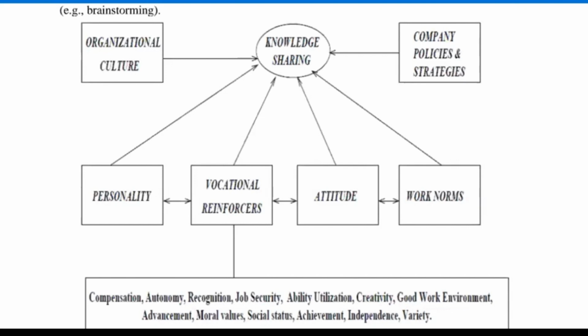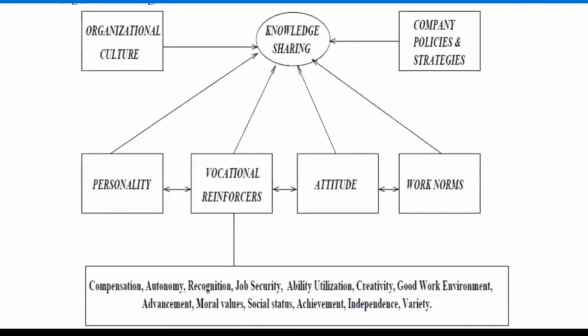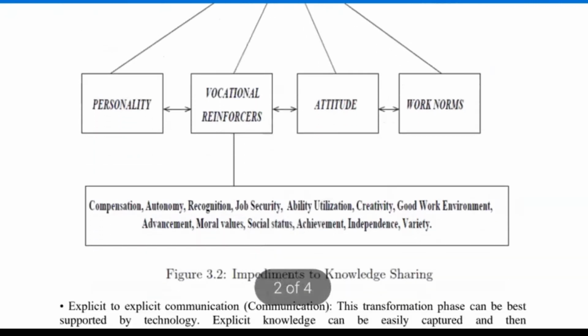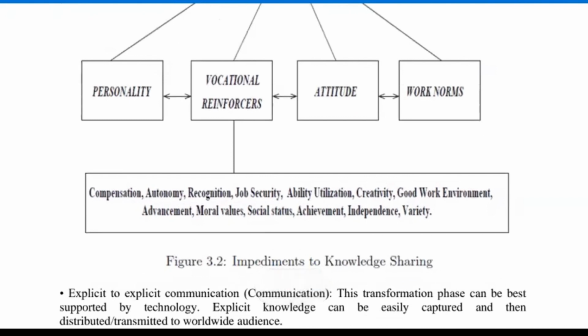And these personality, vocational reinforcers, attitudes, and work norms are connected by a bi-directional arrow, which means that it can move either way. For example, if you are talking of attitude and work norms, if the work norms are good and helpful, then it will result in a positive attitude. And again, it is bi-directional, so if there is a group of positive people around you, then it will again result in a good working culture, good working norms for the company, which will be beneficial for all.